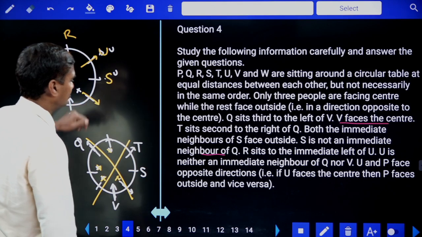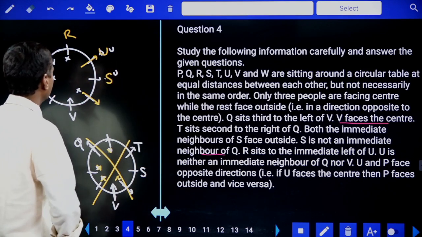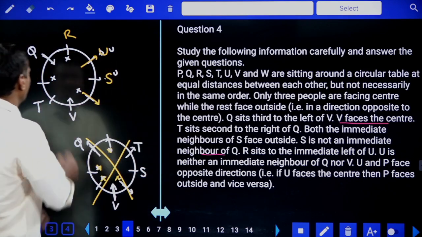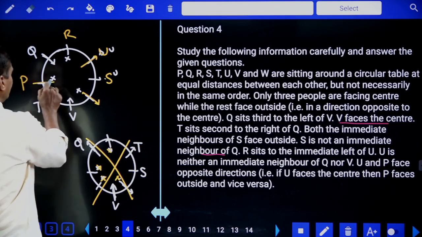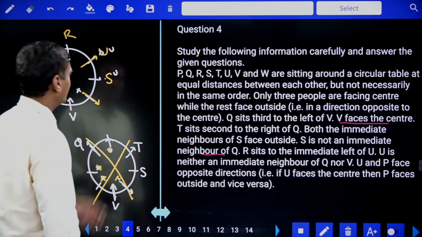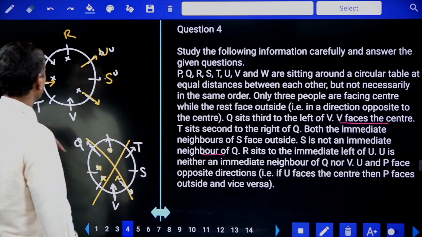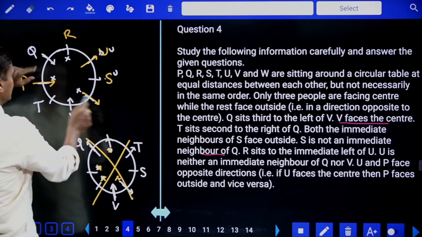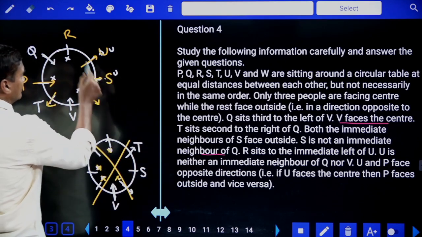U and P face opposite directions. U and P are facing opposite directions. U is here, P cannot be here, hence P is here. Now if P is here, P is facing the center. Now only 3 persons are facing towards the center. Now these 3 persons are facing the center. All the remaining are facing away from the center.